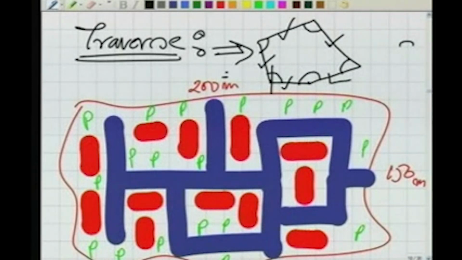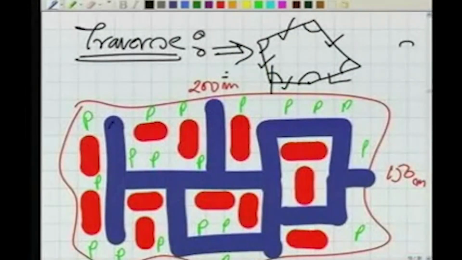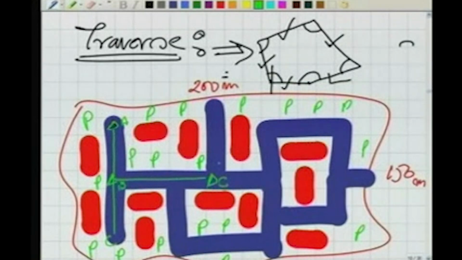Now, can we make a traverse here? And will the traverse solve our problem? Okay, let's start from here. That's my station A. I take a line like this, and here are intermediate stations B and C. Then from B, I go like this to C. From C, I go like this to D.